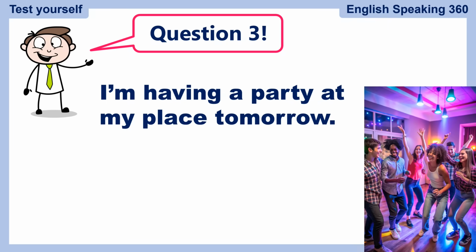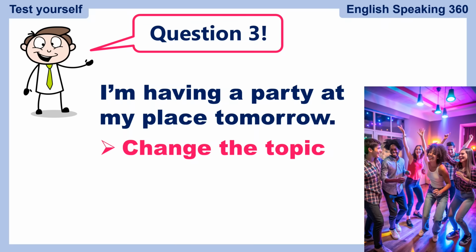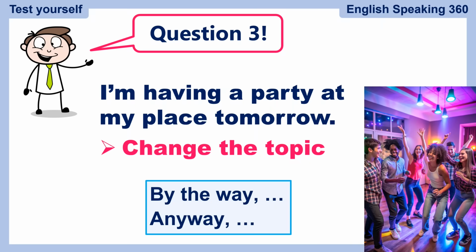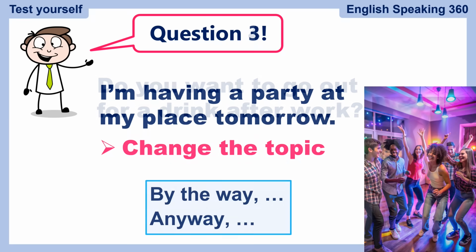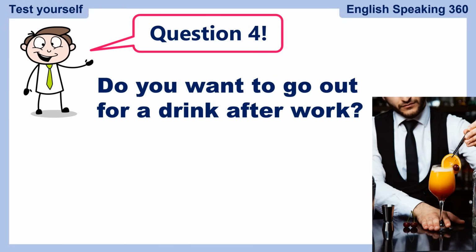Question 3. I'm having a party at my place tomorrow. Now change the topic to this sentence. How could you do it? When you want to change the topic, I've taught you 2 different options. By the way, I'm having a party at my place tomorrow. Do you want to come? Or, anyway, I'm having a party at my place tomorrow. Would you like to come? That's fantastic.